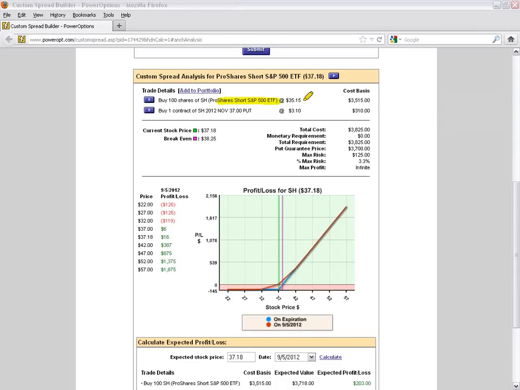But I set it up as a standard RPM and bought stock at about 35.15, and on the same day we bought the November 37 put. It had about 220 days to expiration for $3.10. Total invested was $38.25, guaranteed exit of $3,700, so the maximum risk is 3.3%, and the maximum profit, of course, is infinite. This is the initial setup, and I'm doing it on an inverse ETF.